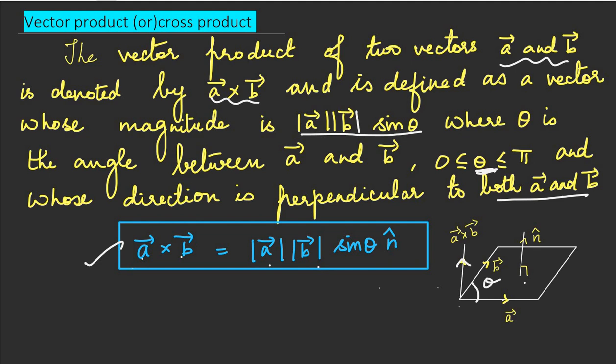A and B are any two vectors, and theta is the angle between both the vectors. Then this A cross B vector is a vector which is perpendicular to the plane of both A vector and B vector, and this n cap is a unit normal vector to the plane of both A vector and B vector, and A vector, B vector and A cross B vector form a right-handed system.